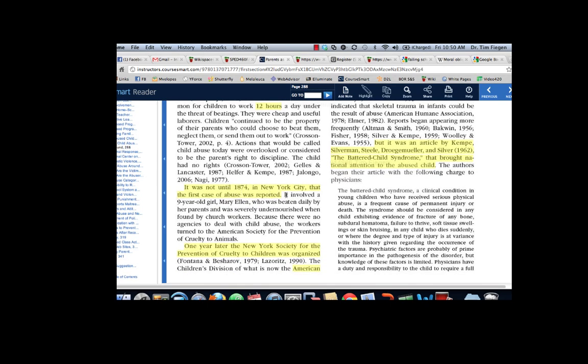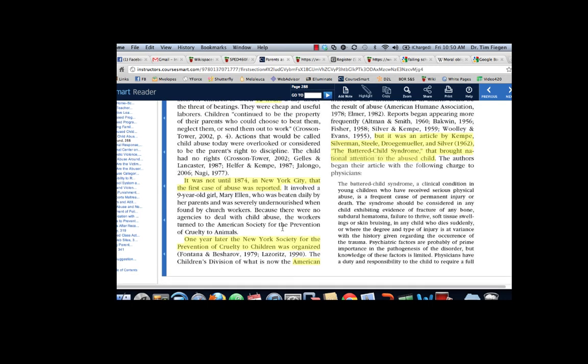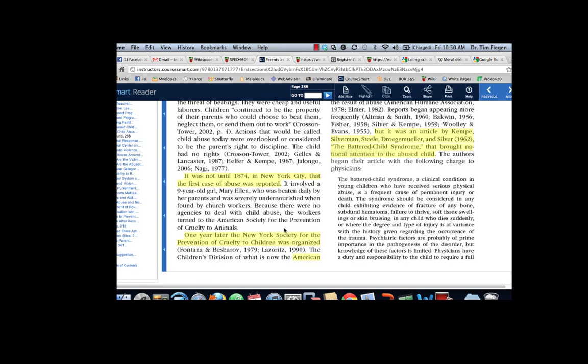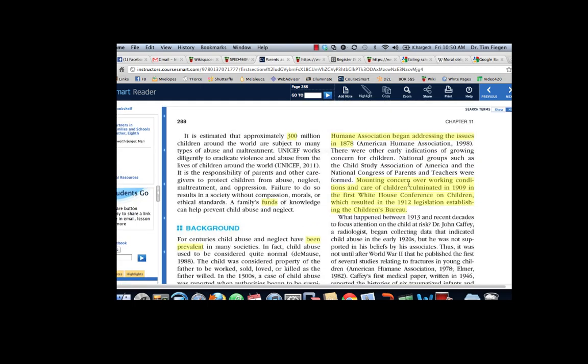It wasn't until 1874 in New York City that the first child abuse case was reported, and it talks about here, it involved a 9-year-old girl who had been beaten daily by her parents and was severely undernourished when found by church workers, because there were no agencies to deal with child abuse. The workers turned to the American Society for the Prevention of Cruelty to Animals. Isn't that interesting? They went to the Humane Society. One year later, the New York Society for the Prevention of Cruelty to Children was organized, later called the American Humane Association, and began addressing the issues.